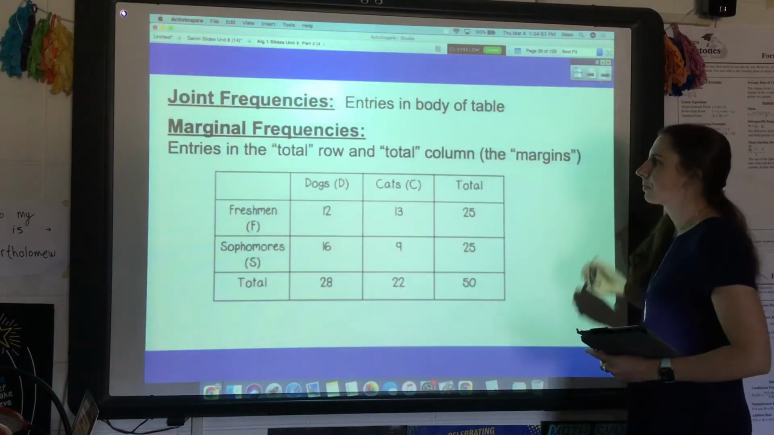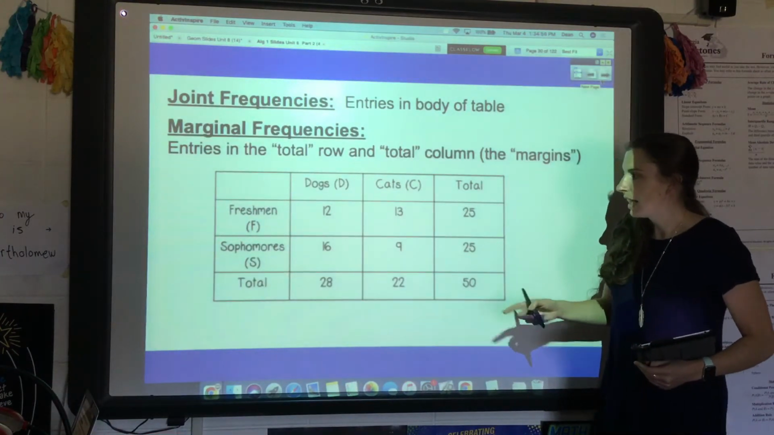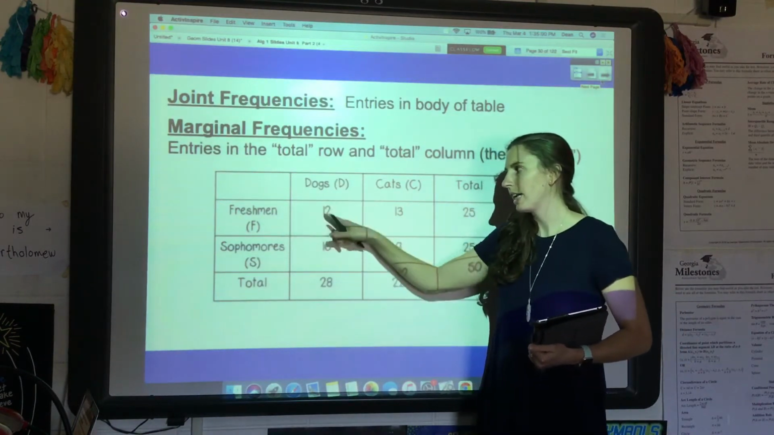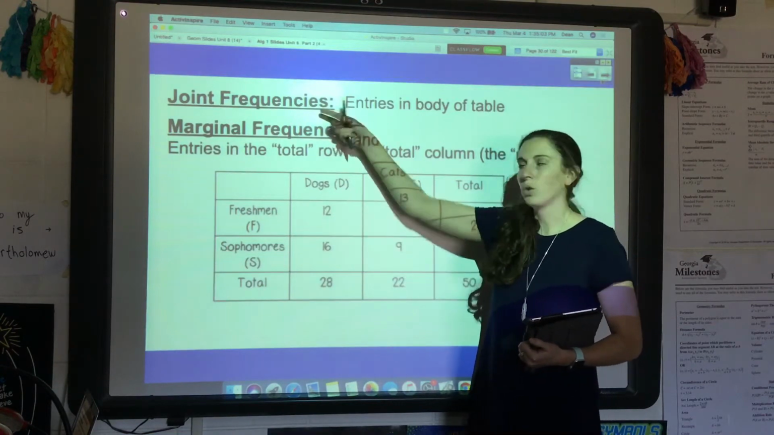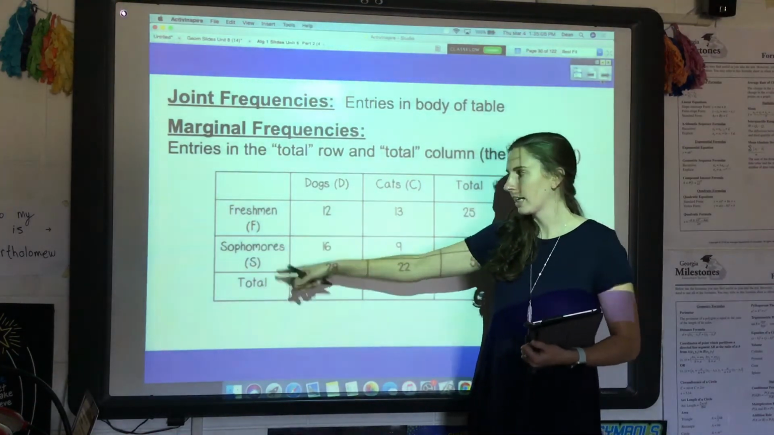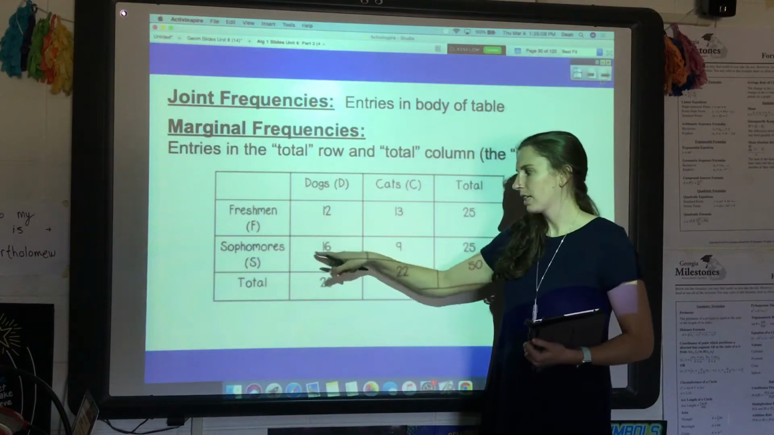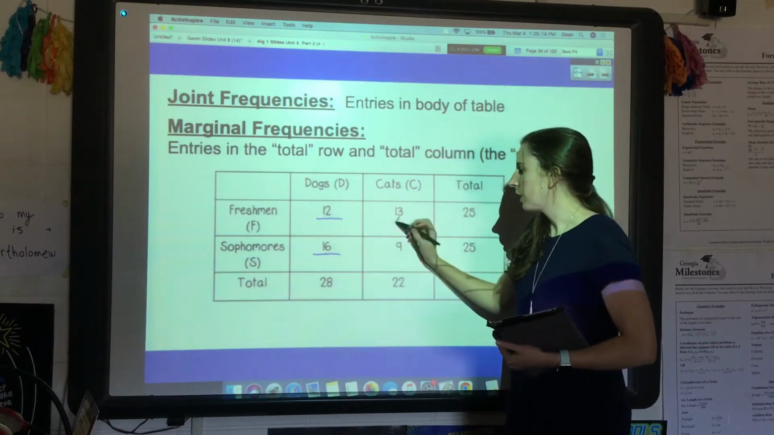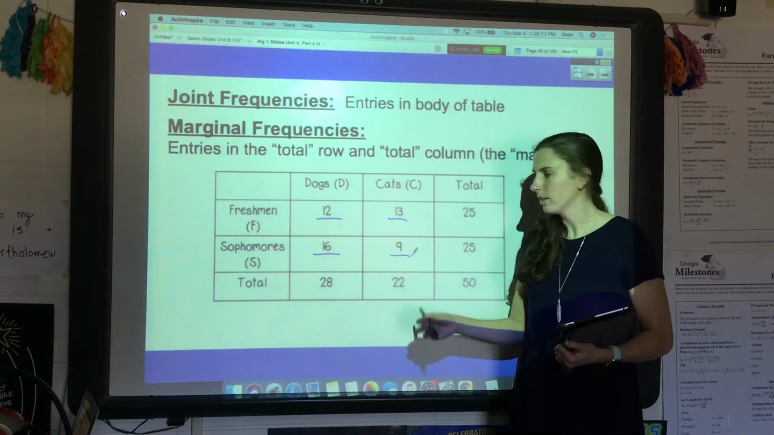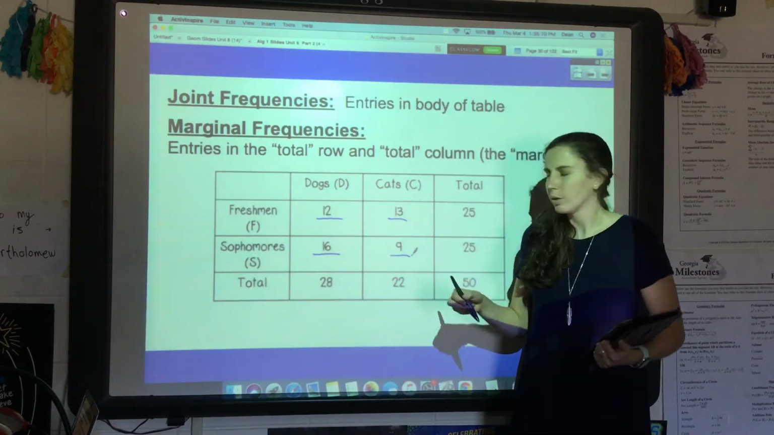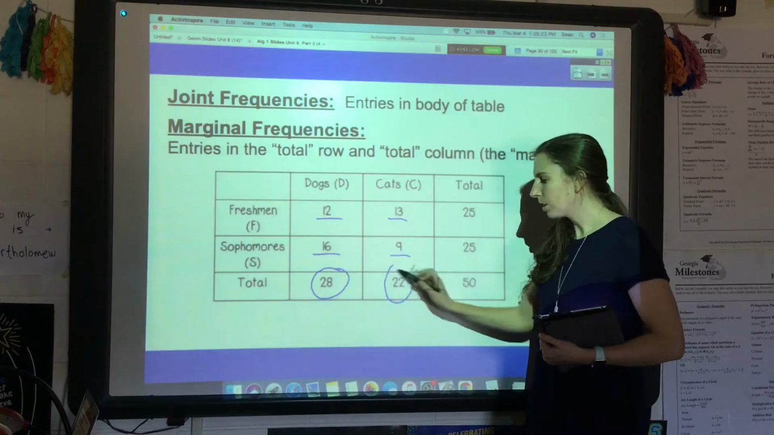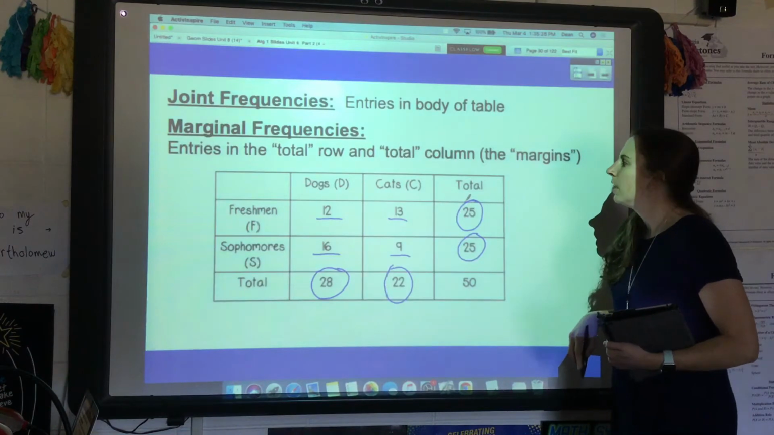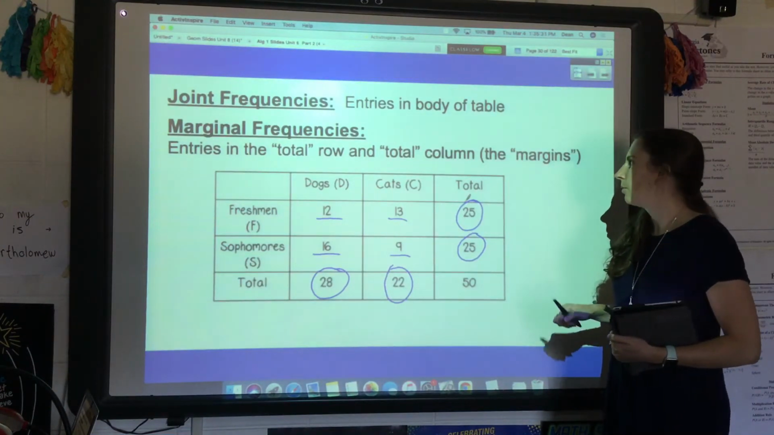And then, just so you know, the entries that are in the actual body of the table, the entries that are joined between two things, we call those joint frequencies because they're literally joined between freshmen and dogs, sophomores and dogs. These right here are all the joint frequencies. Whatever's in the margins, these totals, we call them marginal frequencies because they're in the margins. So these are marginal frequencies and these are marginal frequencies, and we usually don't include the total. So there we go, that's just a little vocab for you.